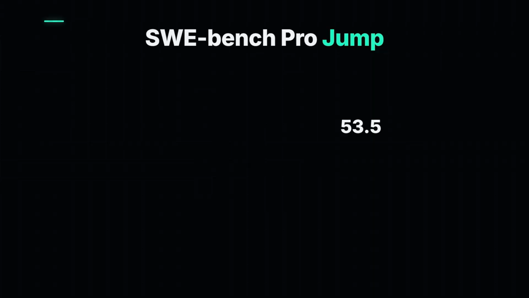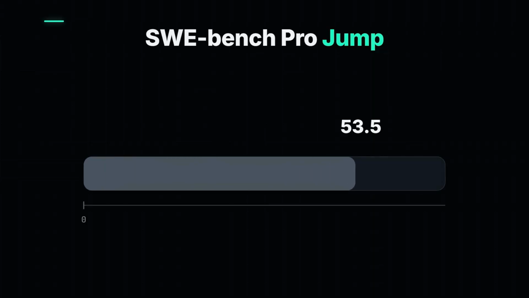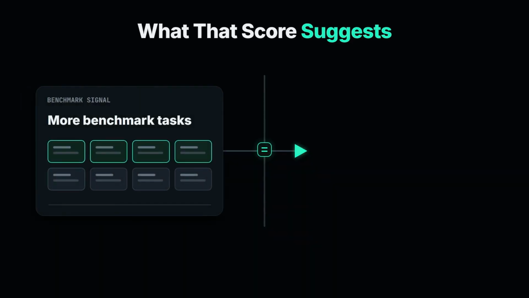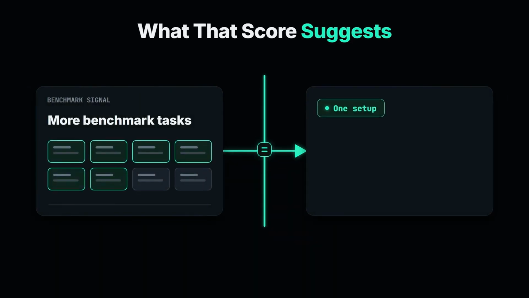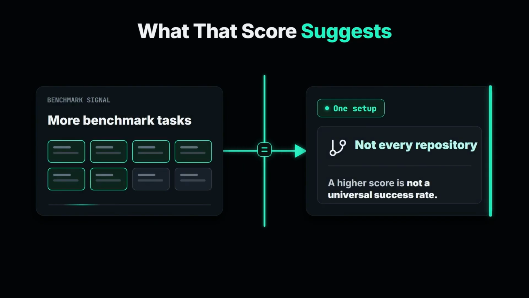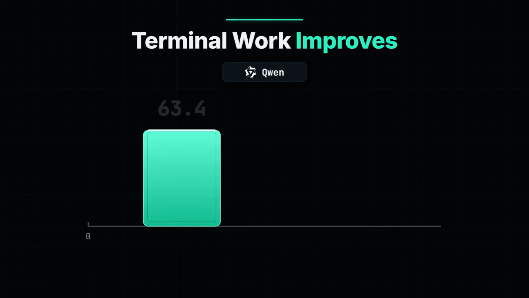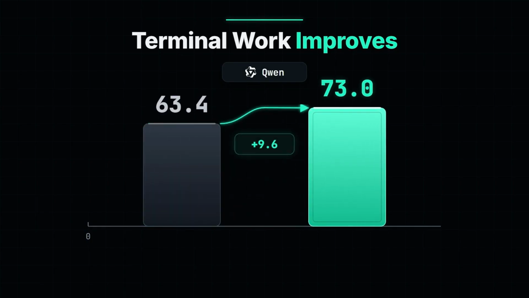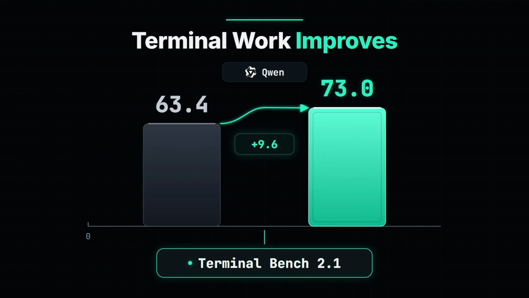Qwen reports SWE-bench Pro rising from 53.5 to 61.7. That is an 8.2-point gain under its refined setup. In that setup, the higher score means more software tasks completed. It is not a universal success rate for your repository. On Terminal Bench 2.1, Qwen reports 73.0 versus 63.4. The 9.6 gain supports testing terminal work.